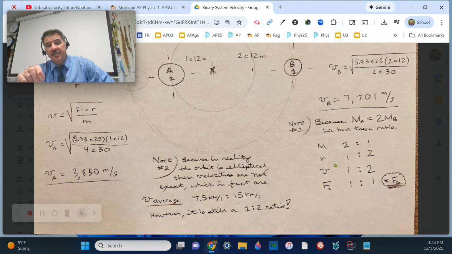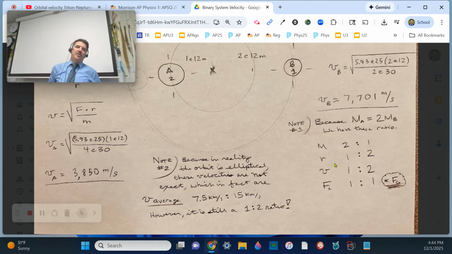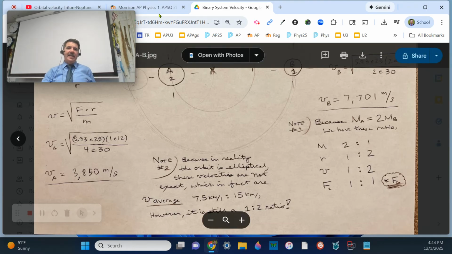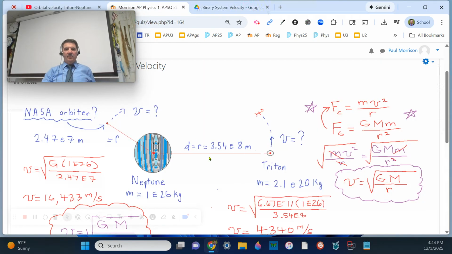The average velocity of the ellipse is 7.5 kilometers per second, which is 7,500 meters per second for Sirius A, and 15,000 meters per second for Sirius B. And if you notice there, it's still the same ratio. It's not the same values because of the ellipse, but it's still the same ratio. So that's actually pretty cool. Hopefully that gives you a little insight into why we can get rid of the velocity, because the radius is the same.